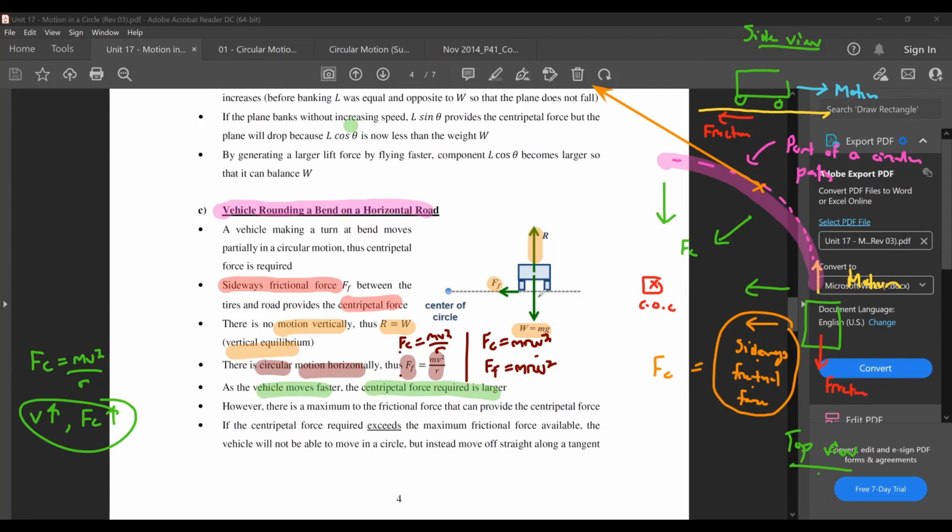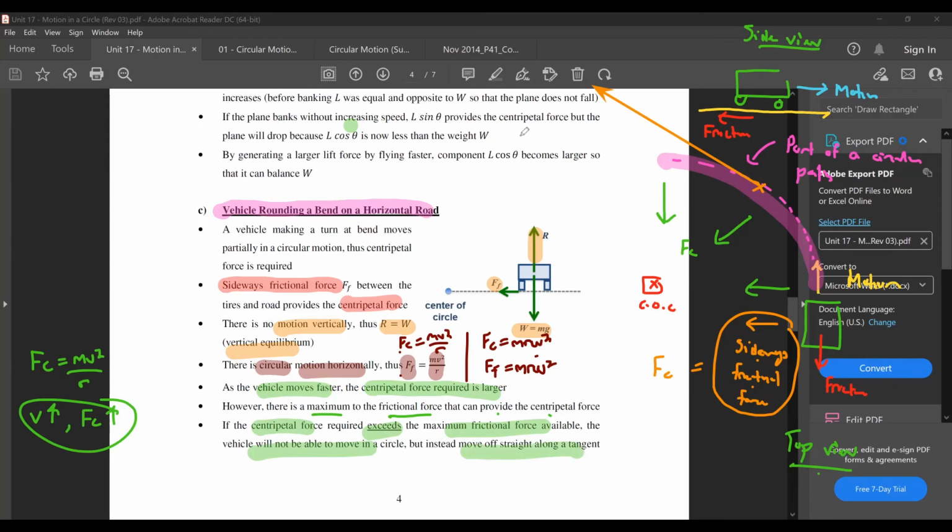for the case of a car moving around a bend or moving in a circle, your centripetal force is actually provided by your frictional force. And your frictional force has a limit to it. There's a maximum to the frictional force that is providing your centripetal force. If it so happens that the centripetal force required exceeds the maximum frictional force available, the vehicle will actually not be able to move in a circle and you just move off straight along a tangent.